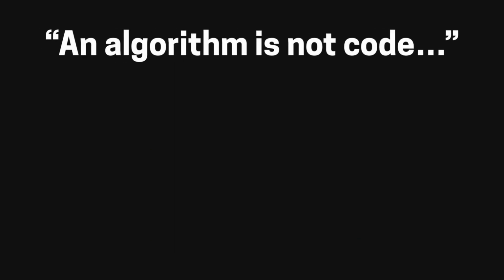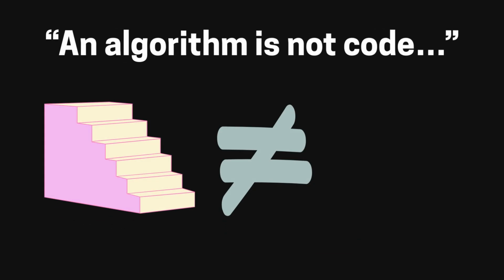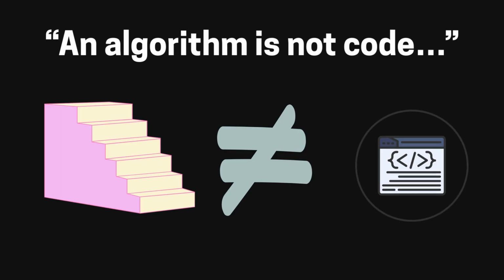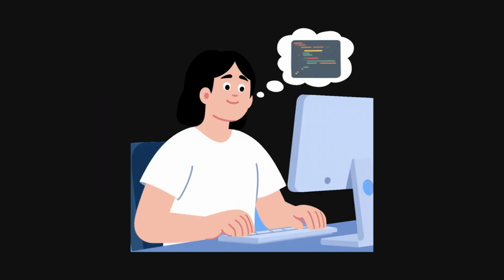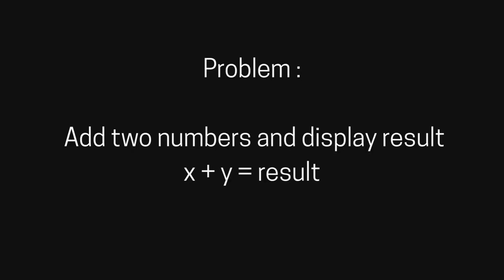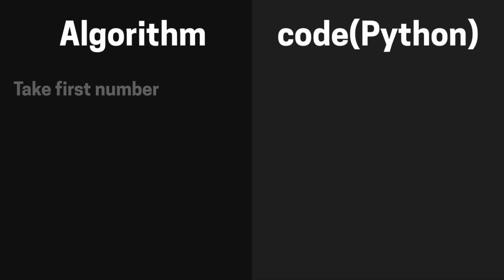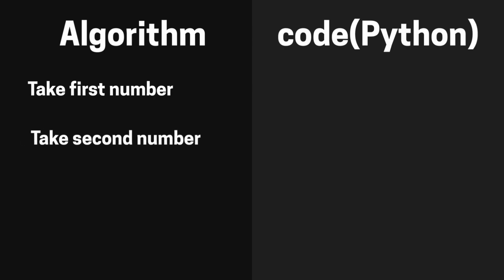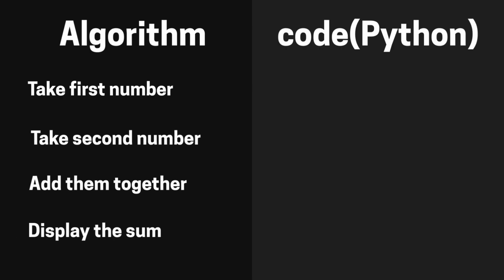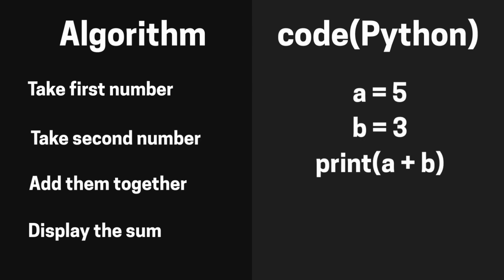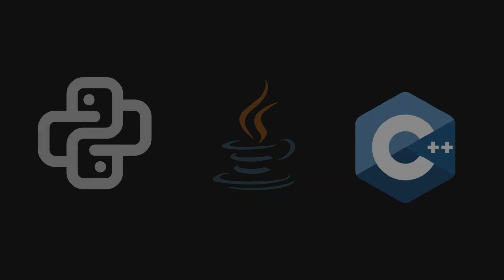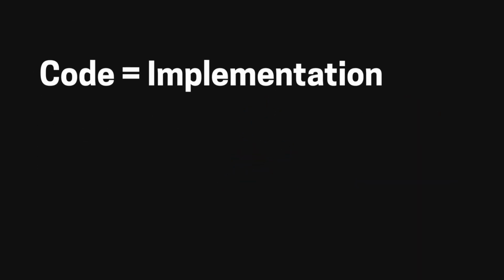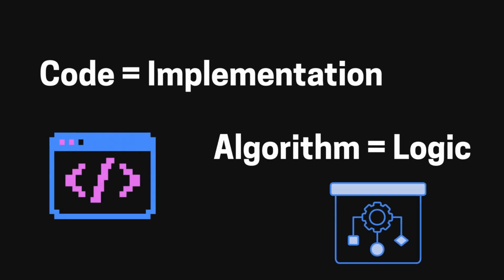Here's something very important. An algorithm is independent of programming language. Before writing code, developers design the algorithm. For example, problem: add two numbers and display the result. Algorithm: Step 1, take the first number. Step 2, take the second number. Step 3, add them together. Step 4, display the sum. Only after defining these steps do we implement them in a language like Python, Java, or C++. So remember this: code is the implementation, the algorithm is the logic behind it.